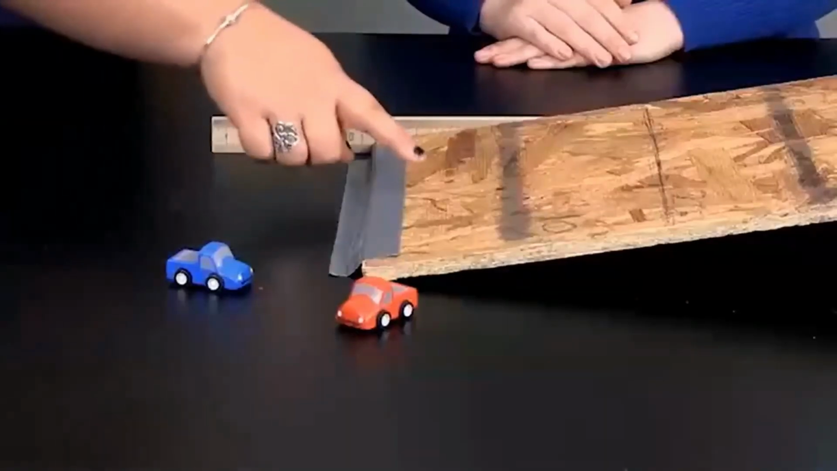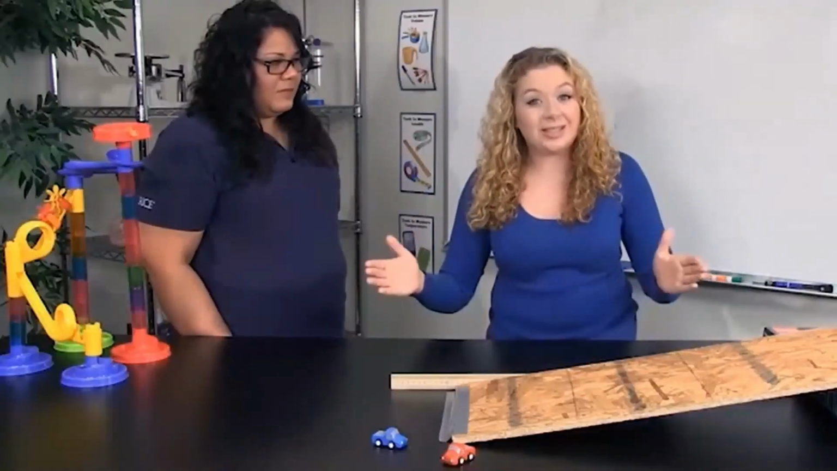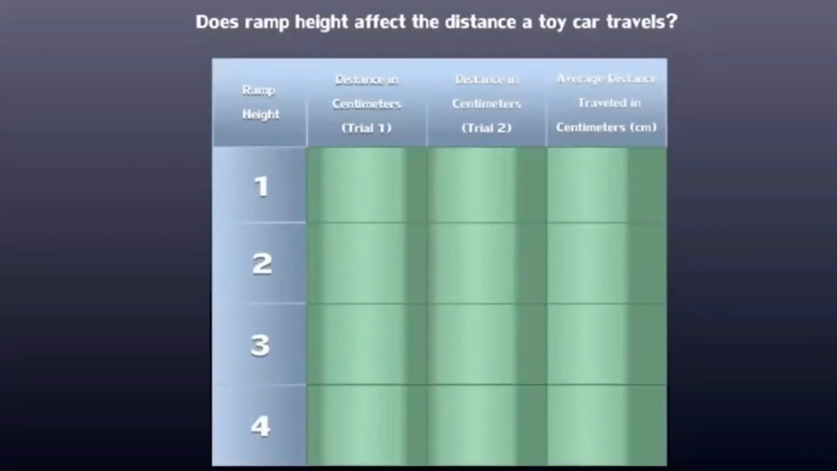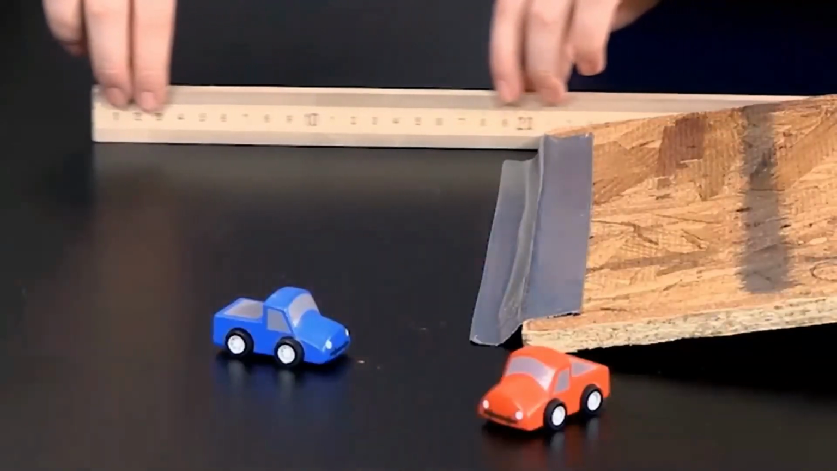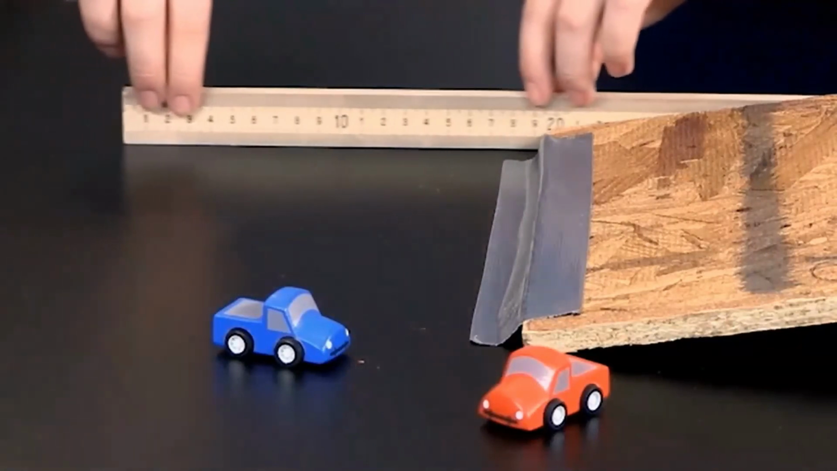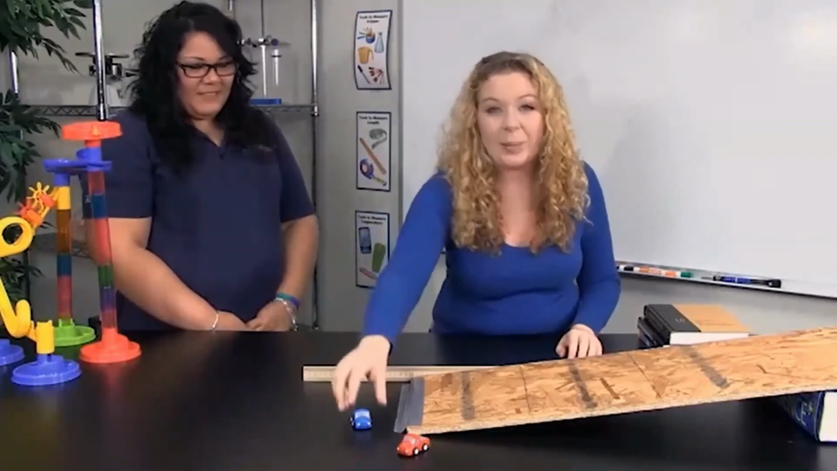I'm going to use a ramp and a toy car. Since we're testing the effect of the height, let's keep everything else the same, so we'll be able to see the change we observe in the distance. Here's a data table showing 4 different ramp heights, with 2 trials at each height to increase our accuracy. We can measure the distance traveled with this meter stick and see what our data tells us. And we can use these books to change the height of the ramp. Here we go.